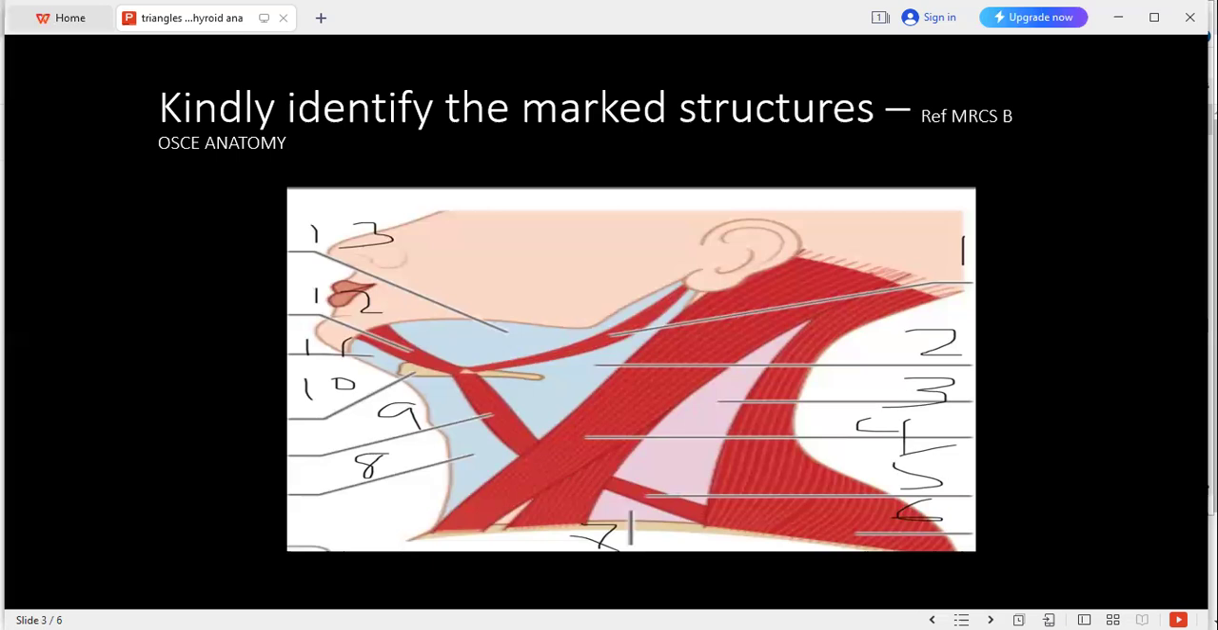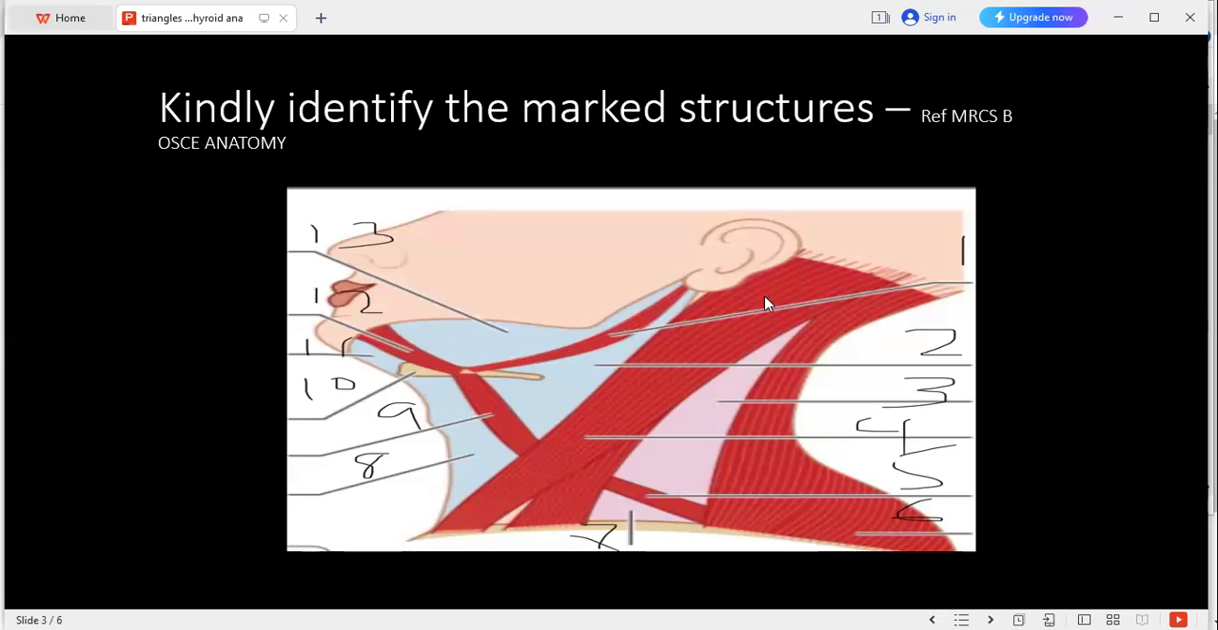What is the mode of action of this muscle? What does it do? This muscle moves the head against resistance, like if you ask the patient to turn the head to the left.